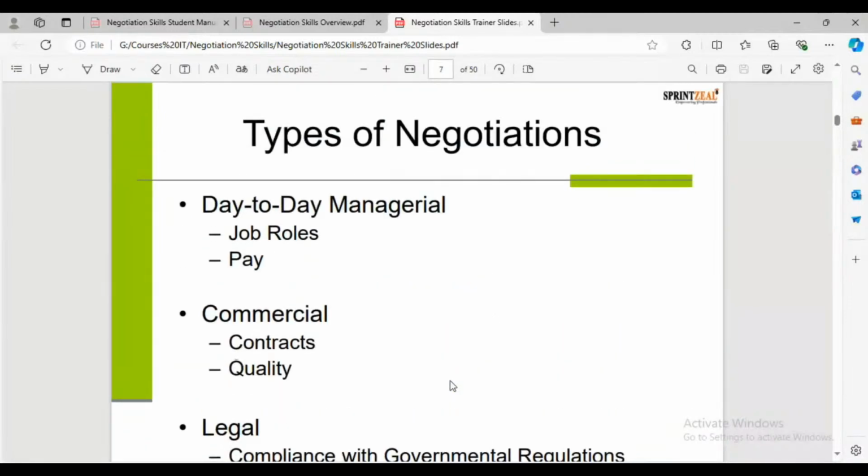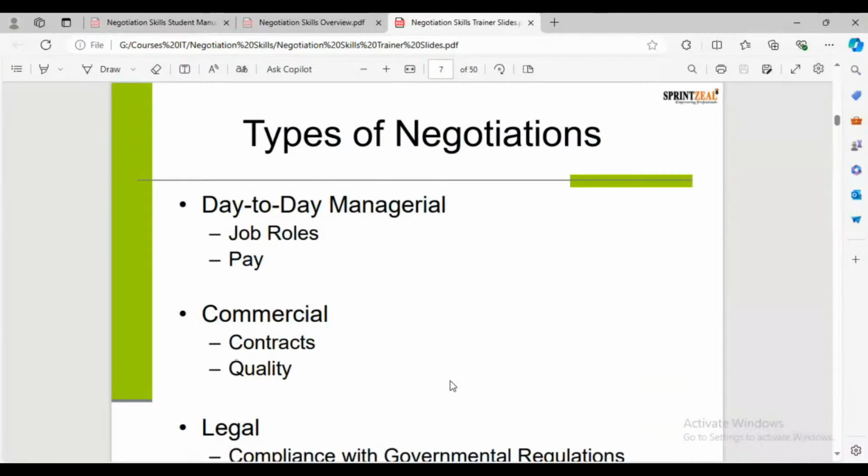Several common types of negotiation take place within companies. Number one is collective bargaining. This involves negotiations between employers and trade union representatives over working conditions, wages, benefits, and other terms of employment. It aims to reach a collective bargaining agreement. Next, contract negotiation: companies negotiate with vendors, suppliers, clients, and partners to establish contracts for goods, services, or projects. Terms, responsibilities, quality, timelines, and pricing are agreed upon.